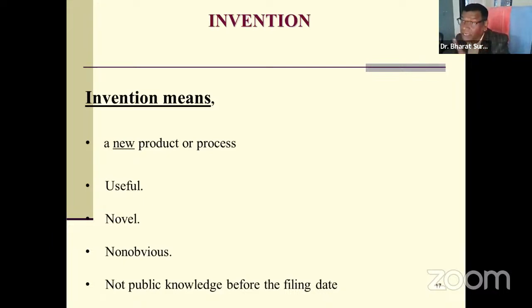And you can file the patent; no one can stop you with respect to Sections 3 and 4 of the Patent Act. If you qualify that also, no one can stop you from getting the patent. So anyone can do the invention and they can get the patent.